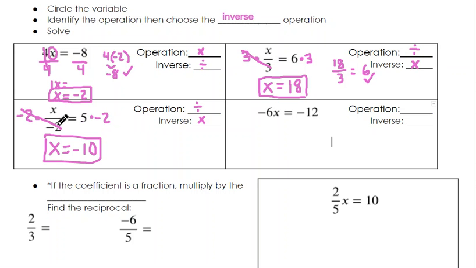So instead of x divided by negative 2, I can plug in negative 10 divided by negative 2. Well, a negative divided by a negative gives me a positive, and 10 divided by 2 gives me 5. So it'd be positive 5, and that's what they wanted it to equal, so I know I got it right.